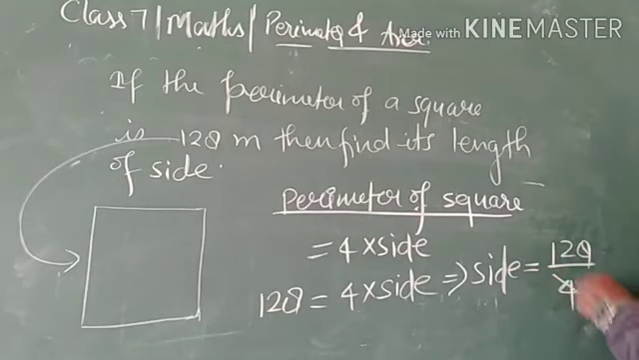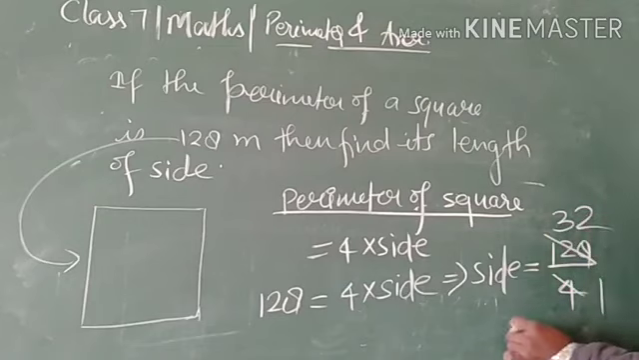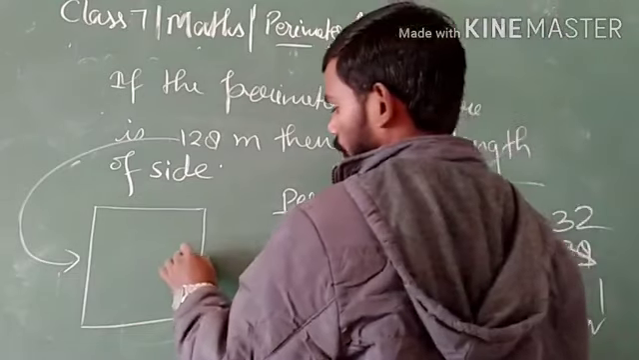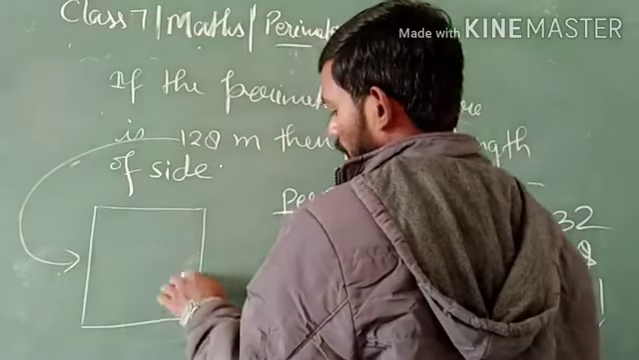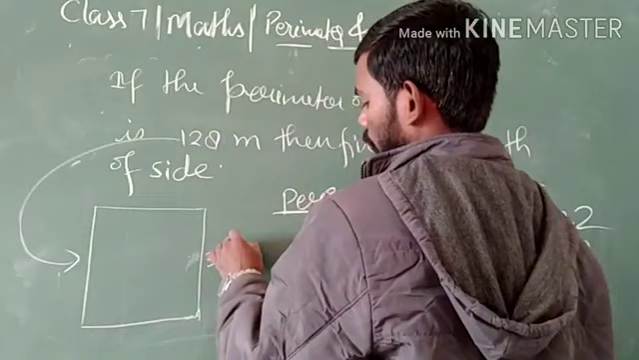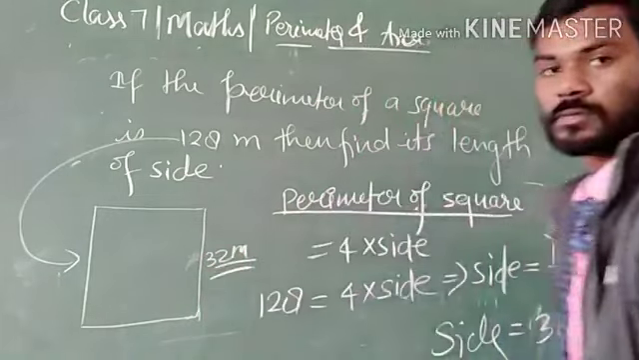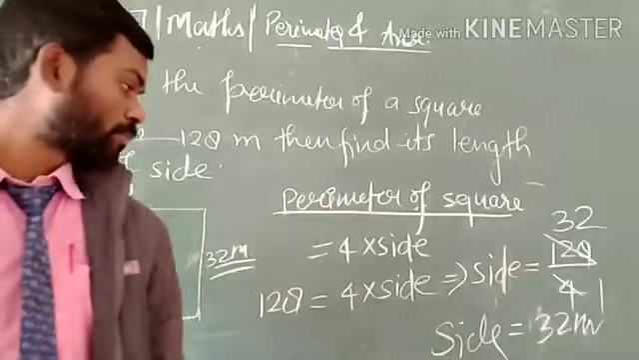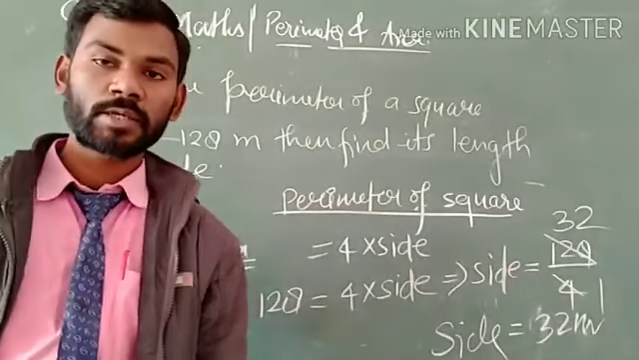And here we get 4 1s are 4, 4 3s are 12, 4 2s are 8, and hence we get 32 meter, which is the side of the square. Therefore, the side of the square is 32 meter. Okay, students, so I hope the solution is clear to everyone.